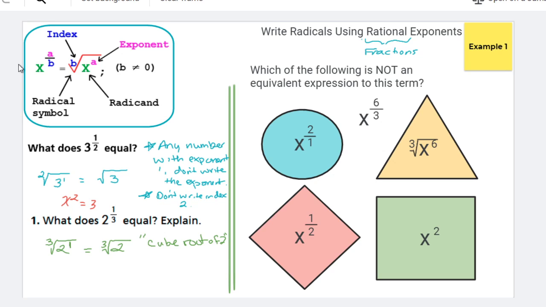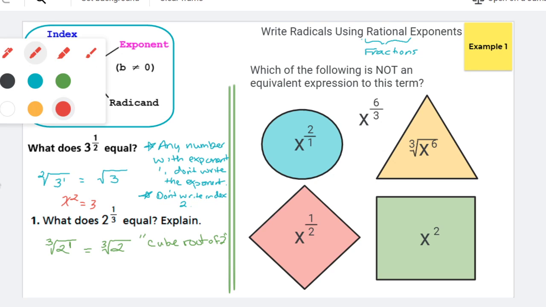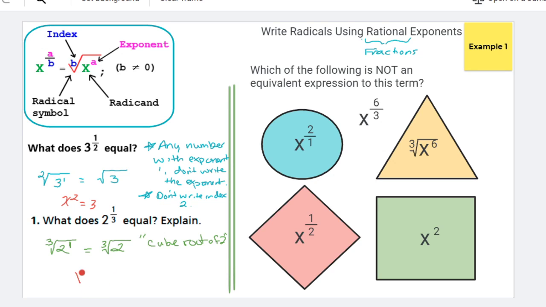And so what is that actually saying to us? That is saying that there's some number that when I raise it to the third power is equal to 2. We don't necessarily know what that number is. It's probably some kind of decimal, but there it is.